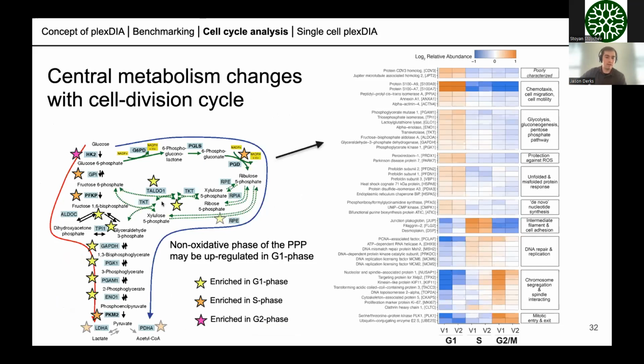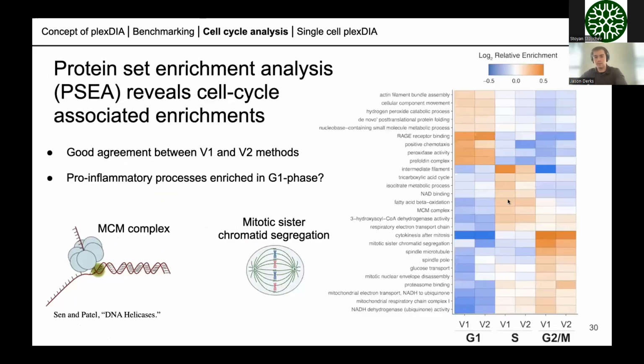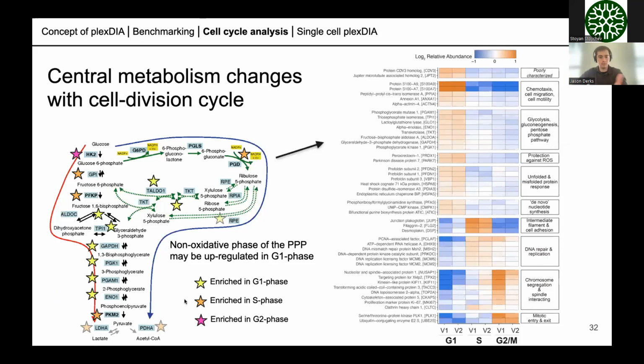And so what I'm showing here is glycolysis and the pentose phosphate pathway. What we find is that the G1 phase seems to be enriched for the non-oxidative phase of the pentose phosphate pathway. This is shown with TKT and transaldolase, and then this enrichment actually stops right before it gets to this irreversible reaction that leads into the TCA cycle. And if we go back to the systems perspective, looking at the protein set enrichment analysis, the TCA cycle was actually enriched in the S phase. So this does make some sense.